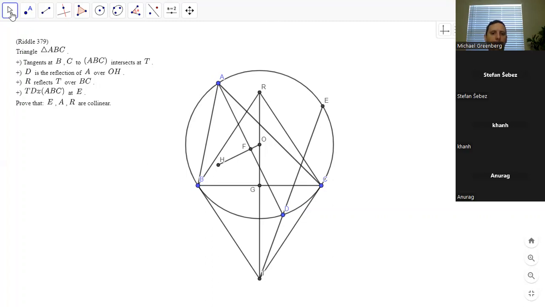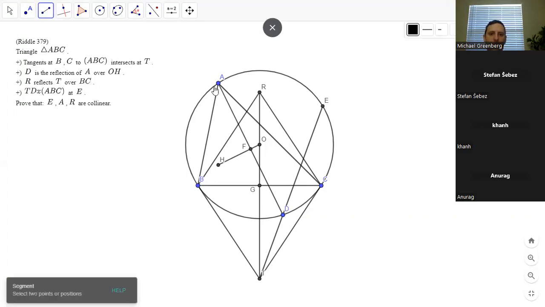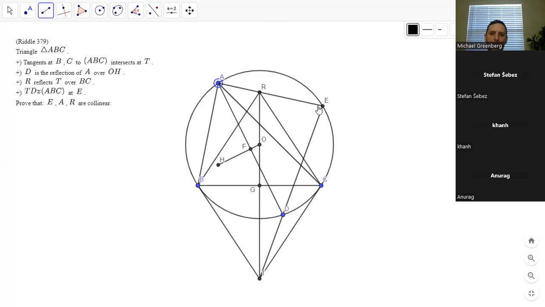I mean, there's a couple ways we could do this. We could also define R this way and then try to show RG equals RT. But I'll just move it back the other way for now.